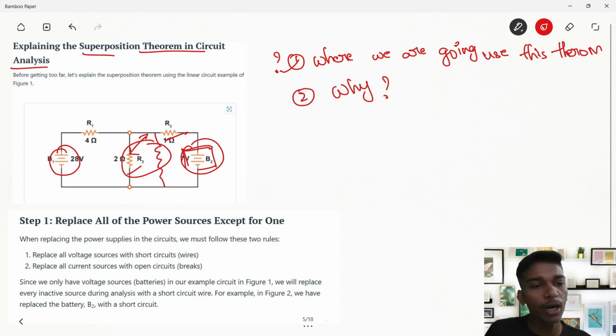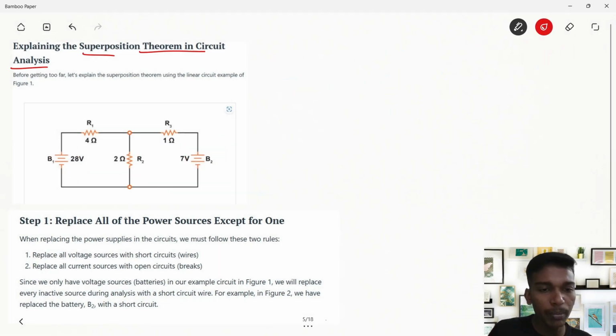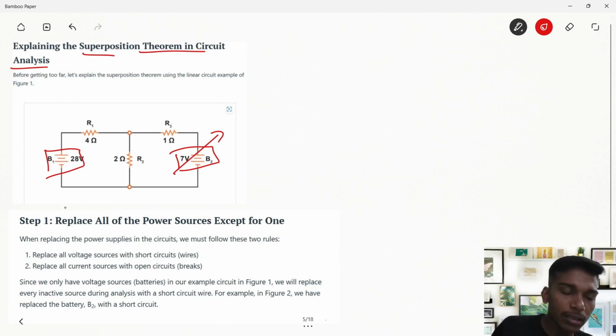In this superposition theorem, we have four steps. I will discuss them one by one. The first step is to replace all the power sources except one. According to the first step, in this problem, we have two power sources, right? We have to replace every power source with zero, and we consider only one power source. I'm going to replace this, and I'm considering the whole circuit with this potential only. Then I will find the equivalent R, and I will find the flow of current through the circuit.